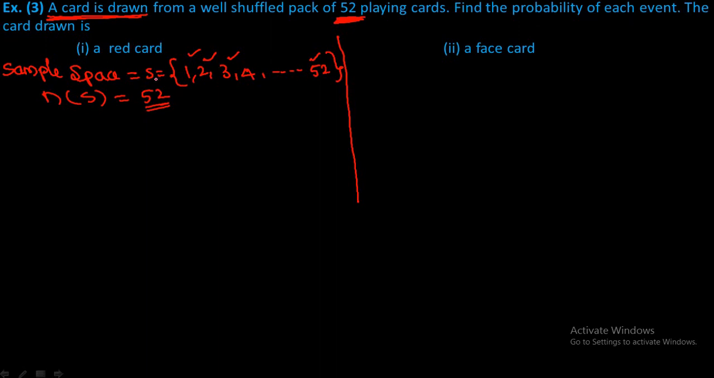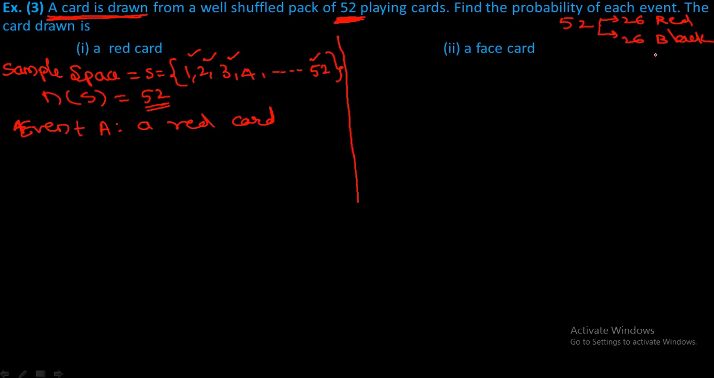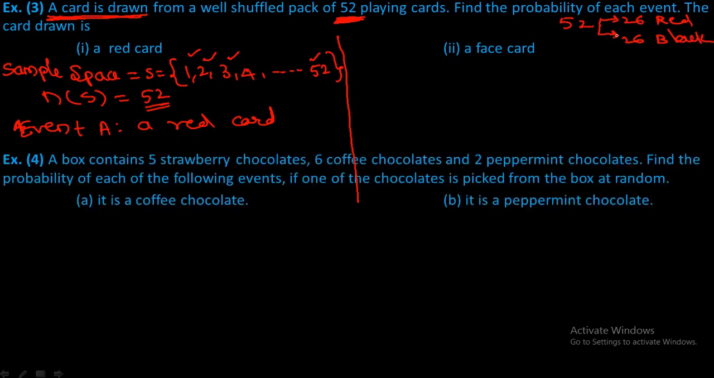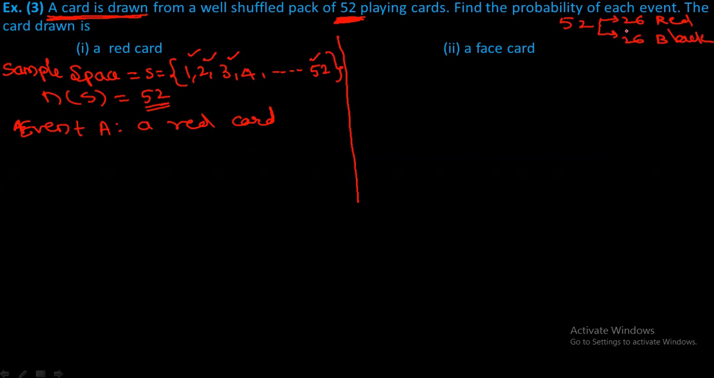The card drawn is a red card. Event A is a red card. Whatever card you draw, it is red. Already you know that in 52 cards, 26 are red cards and 26 are black cards. If you add them, you will get the 52 cards.